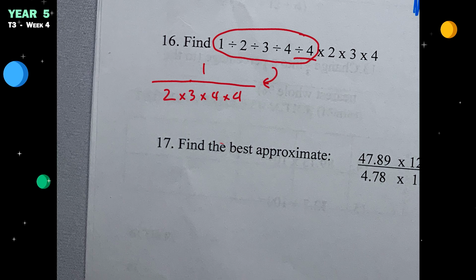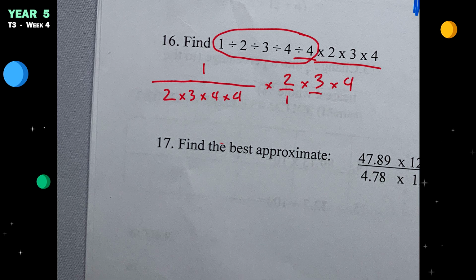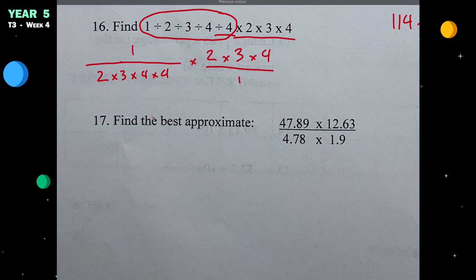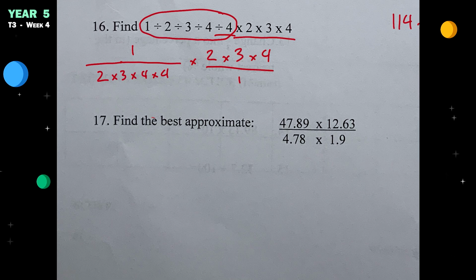Okay, and now we have to do the next part, which is times it by 2, times it by 3, and times it by 4. And these are all over 1, right? So if you multiply them, you get 2 times 3 times 4, and it'll be all over 1. Okay, so at this point you can start cancelling things out, because when you multiply you can simplify.